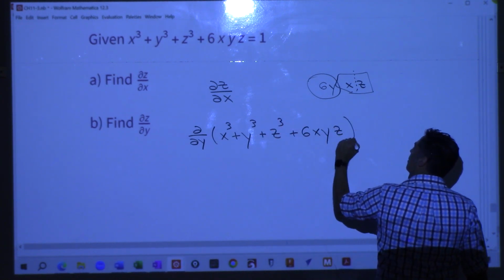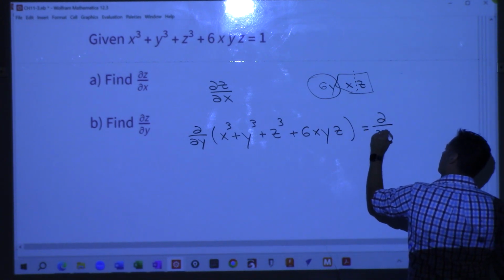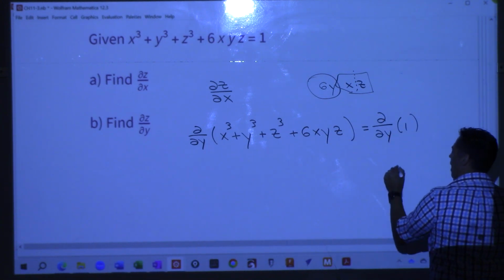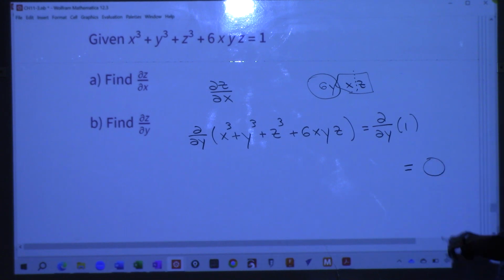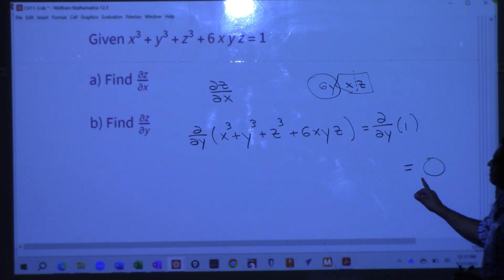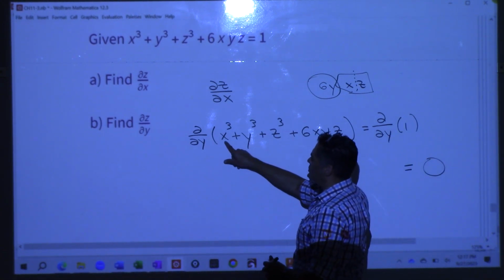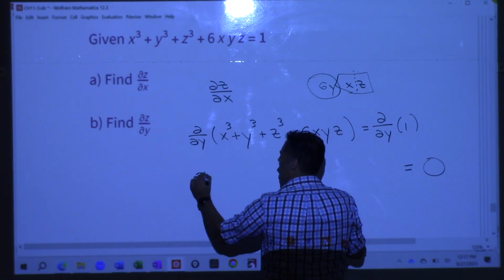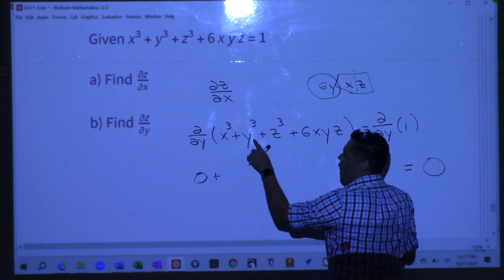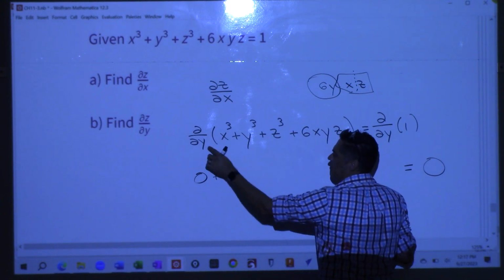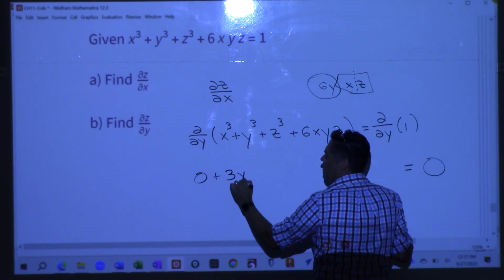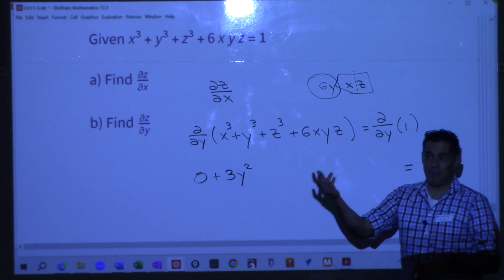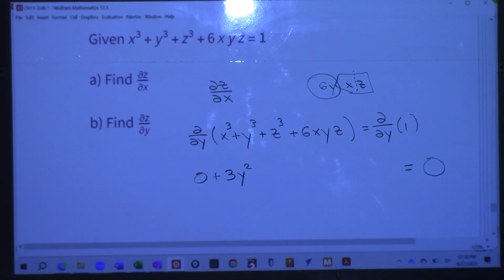What am I holding constant this time? X, okay. All right, hey, the right side's 0. Yes. Everyone's going to get that right. Okay, now this part, partial of, I'm holding x constant, right? So that's 0. Okay, this derivative with respect to y, 3y squared, and then you could say like dy dy, which would be 1.